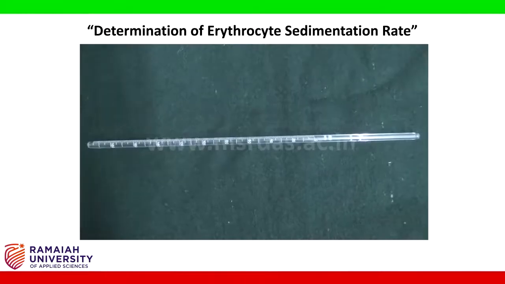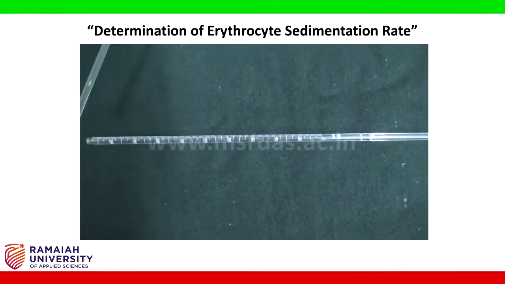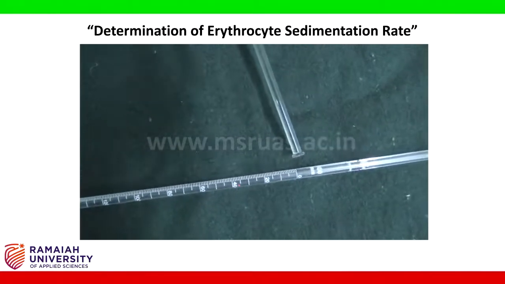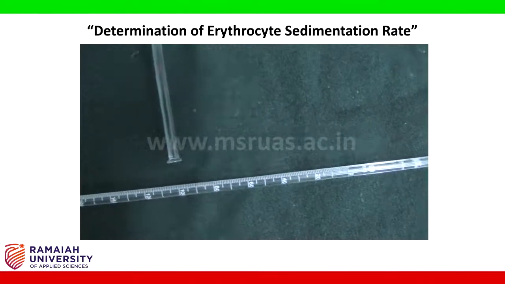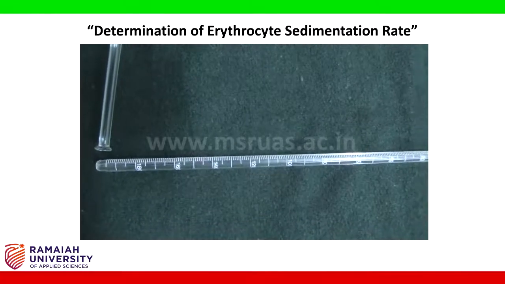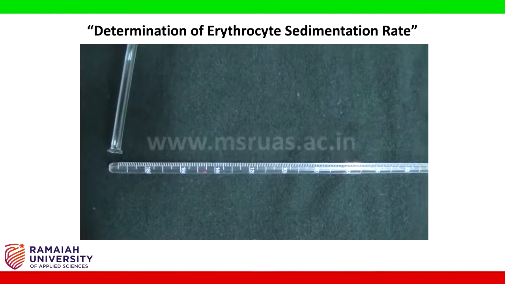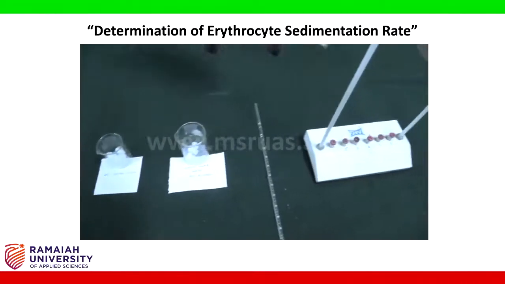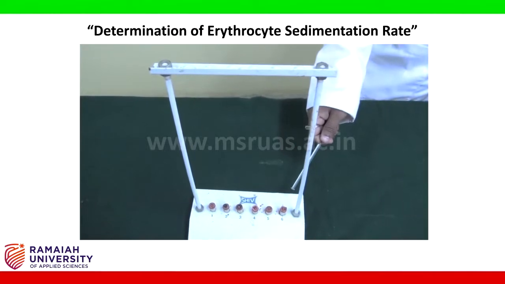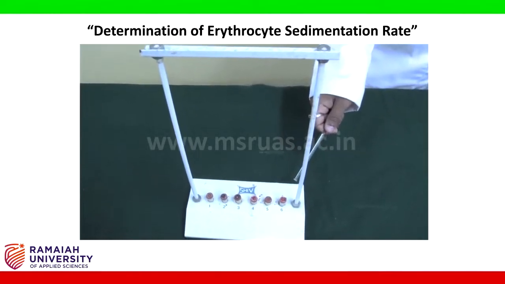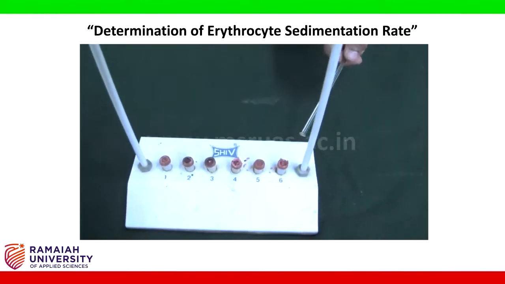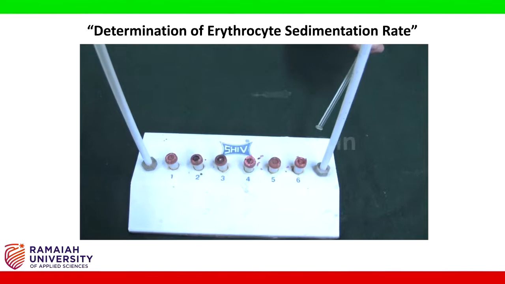Winthrop tube, which is open at both the ends and contains graduations from 0 to 200 mm, and the blood containing the anticoagulant will be filled in this tube. And stand. The Winthrop stand can hold 3 to 6 Winthrop tubes at a time, and it is provided with a spirit level to ensure that the tubes are held vertical throughout the test.